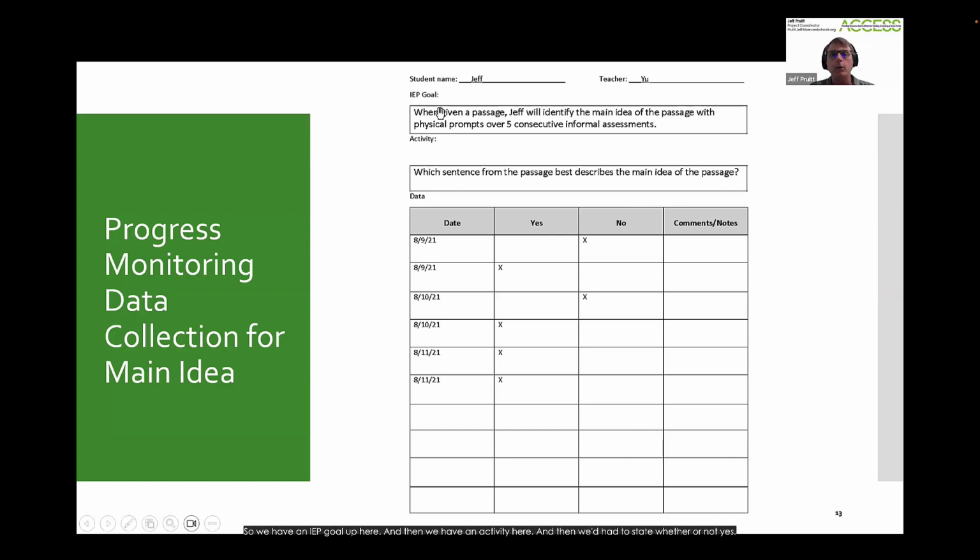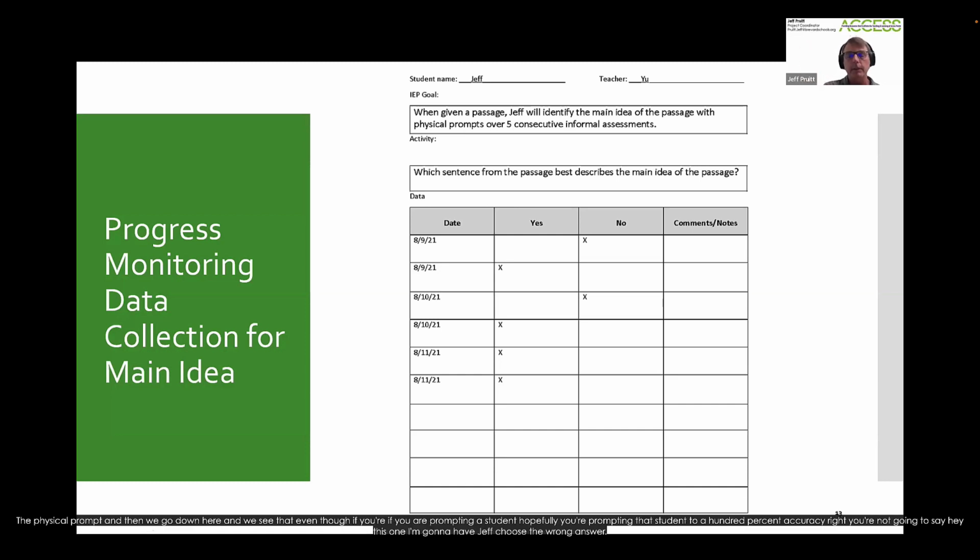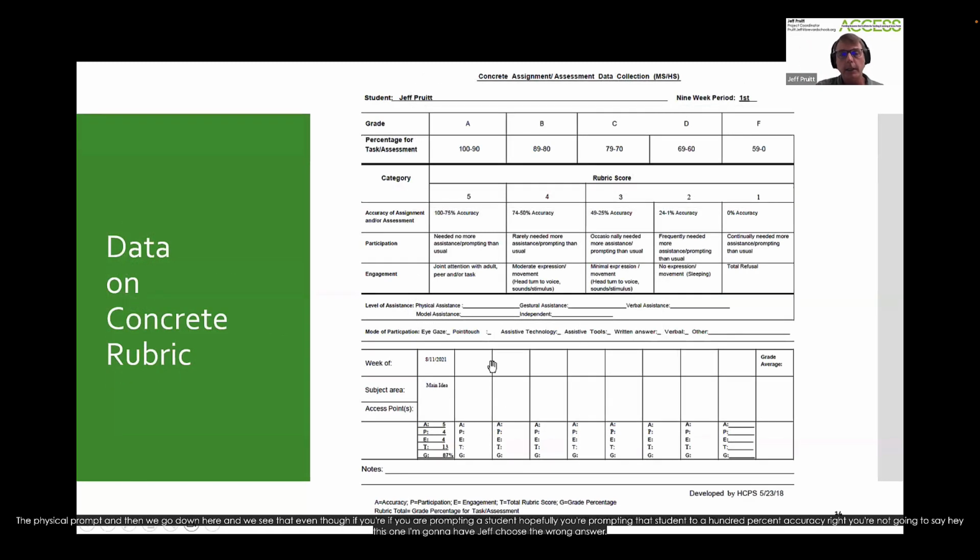So we have an IEP goal up here, and then we have an activity here, and then we had to state whether, yes or no, the student needed a physical prompt, or was the student able to complete that action with a physical prompt? So there are 6 tries here. They got 2 wrong, probably yanking back from the physical prompt. And then we go down here and we see that if you are prompting a student, hopefully you're prompting that student to 100% accuracy, right? You're not going to say, hey, this one I'm going to have Jeff choose the wrong answer.